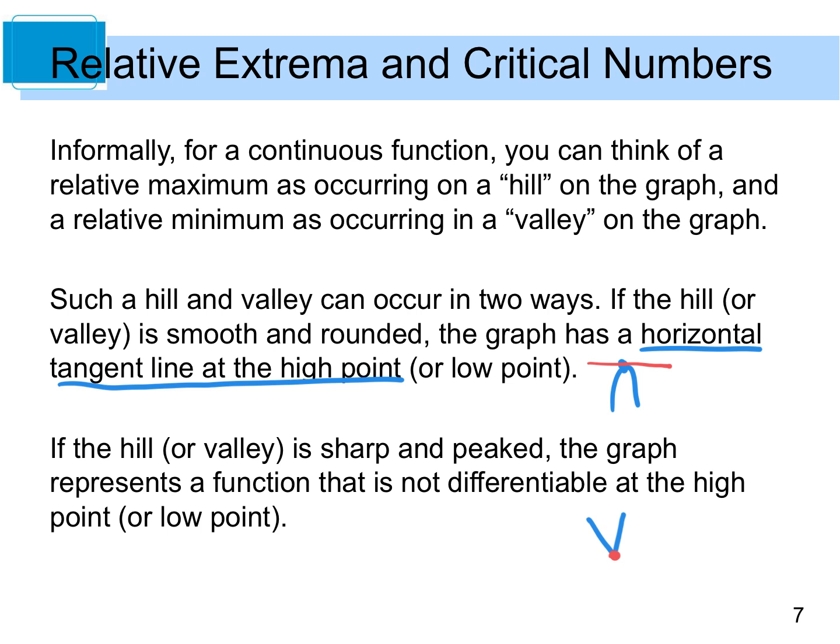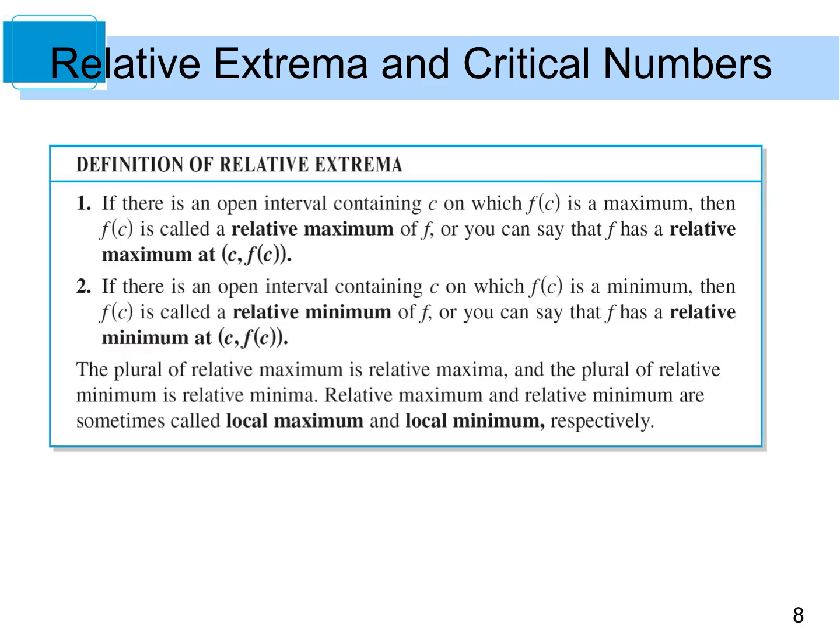I just want to highlight a couple of things here. Our graph at a relative max or min will either have a horizontal tangent line at the hill or at the valley, or it's going to be not differentiable at the hill or at the valley. We'll talk about this over and over again on the next couple of slides, but I just wanted to highlight it here. On the next page, we have the formal definition of our relative max and mins, but just think of your relative max and mins as a hill or valley.